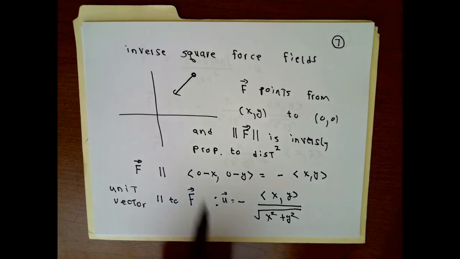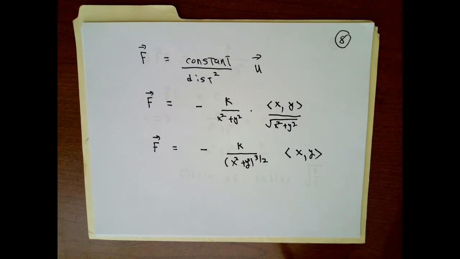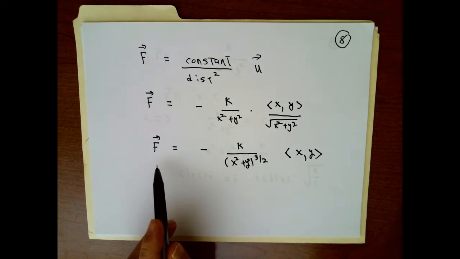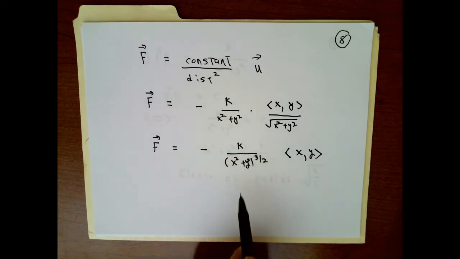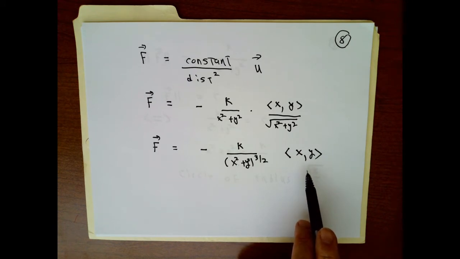A unit vector that points in the appropriate direction is the vector (-x, -y) divided by its length. So we want the vector to be a constant number divided by the distance squared multiplied by a vector of length 1 that points in the appropriate direction. After all the simplifying is done, the vector field will be the negative of a constant over the 3/2 power of x squared plus y squared multiplied by the vector (x, y).